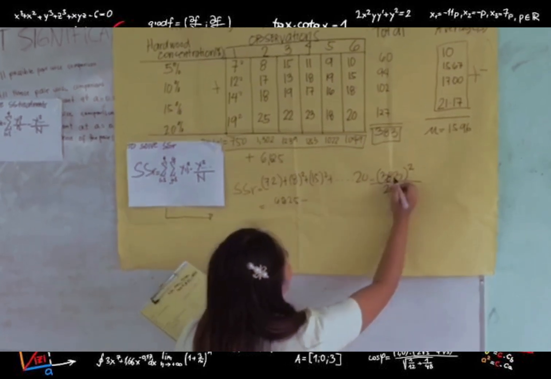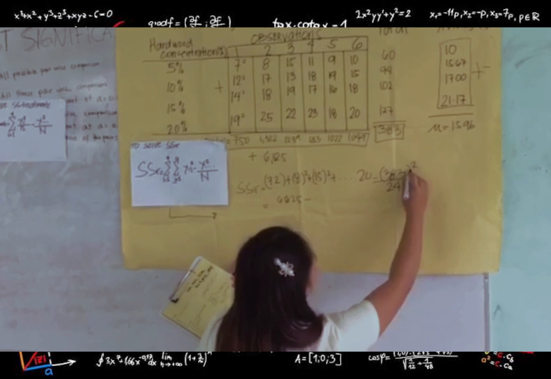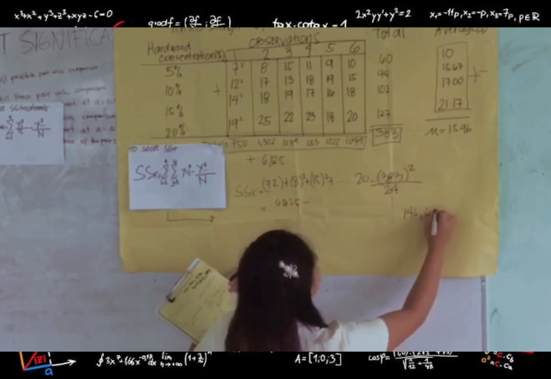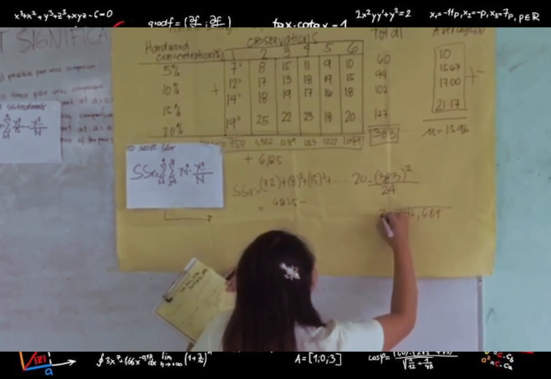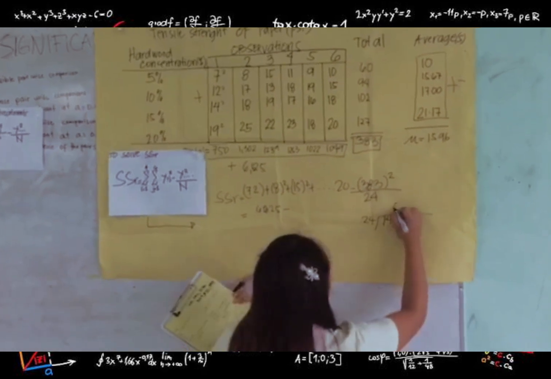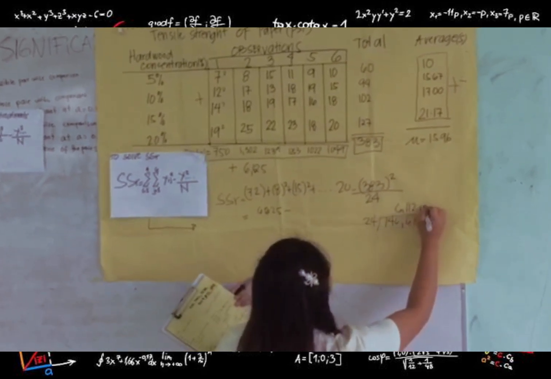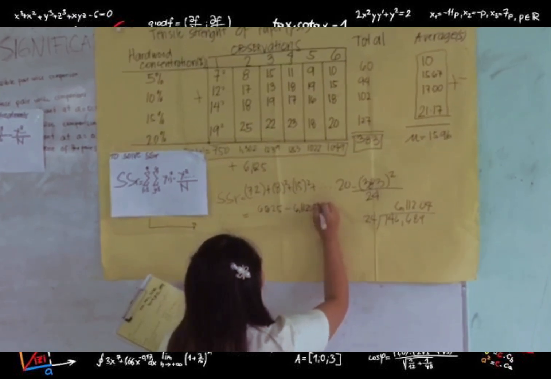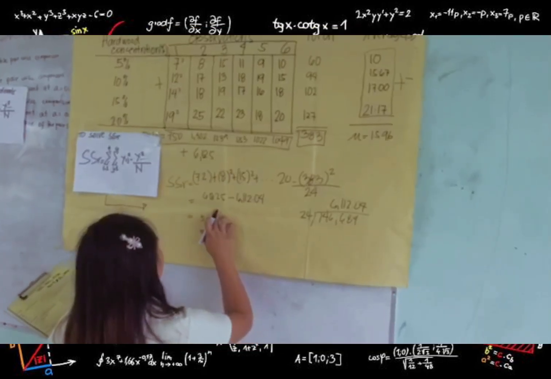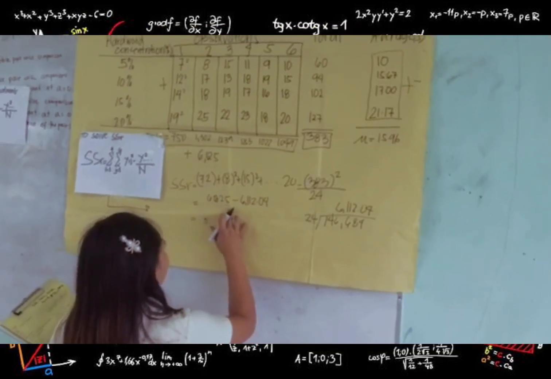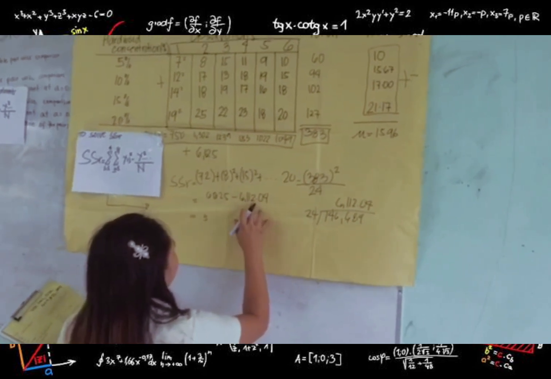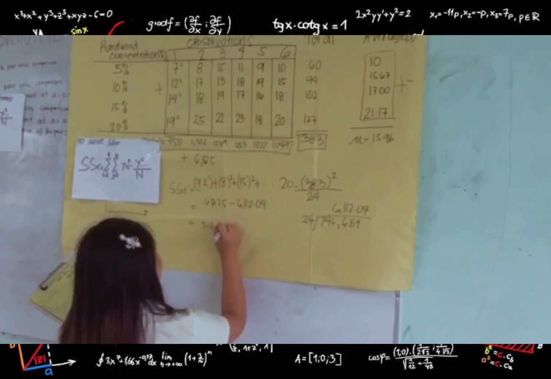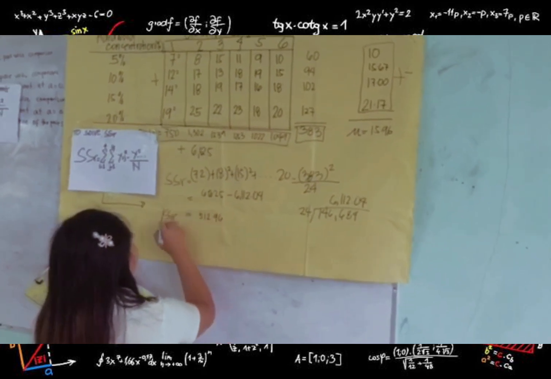So we have 6,625 minus 383 multiplied by itself. The answer is 146,689. Then we divide by 24, and the answer is 6,112.04. Then we subtract: the total 6,625 minus 6,112.04. The result is 512.96. That is our SST.